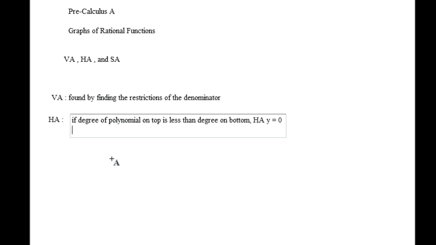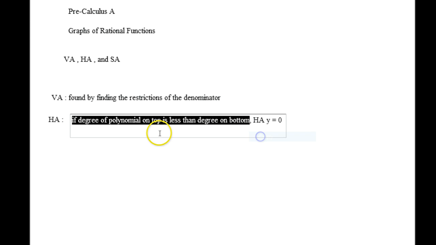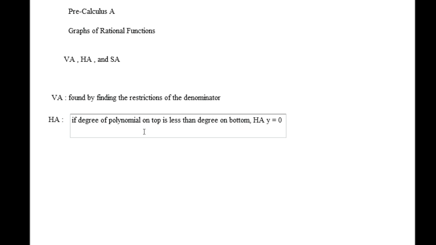Okay. All right. If the degrees are the same, the horizontal asymptote is going to be y equals the leading coefficient on top divided by the leading coefficient on the bottom. Okay?